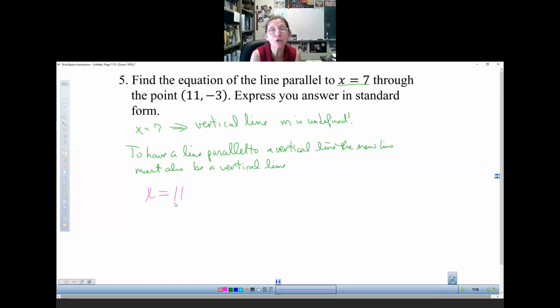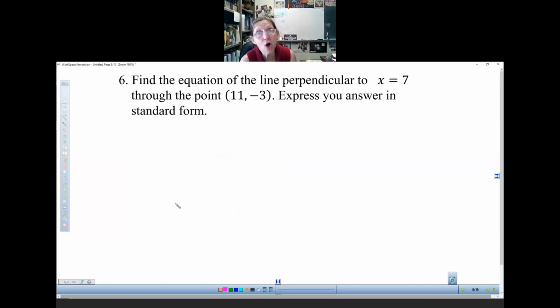It has to go through that point. That's the only point you have, and it has to be the x value. Easy enough? Excellent. Very good. Don't make that one hard. It should be super nice. Okay? All right.